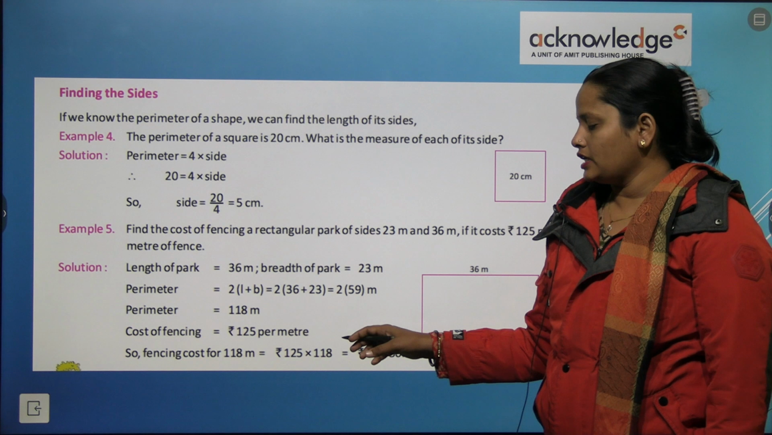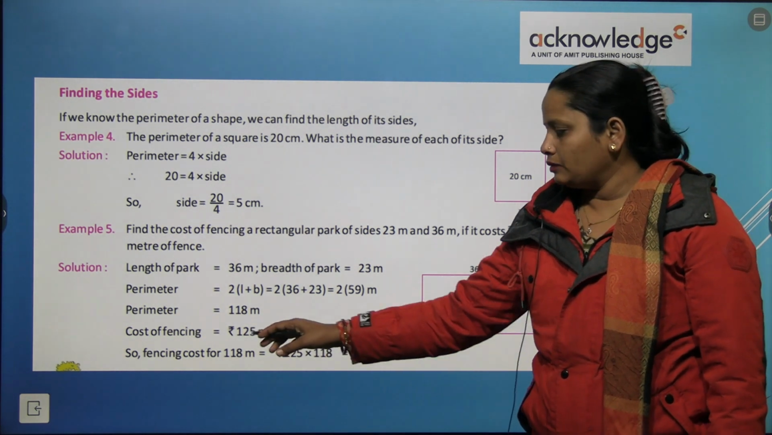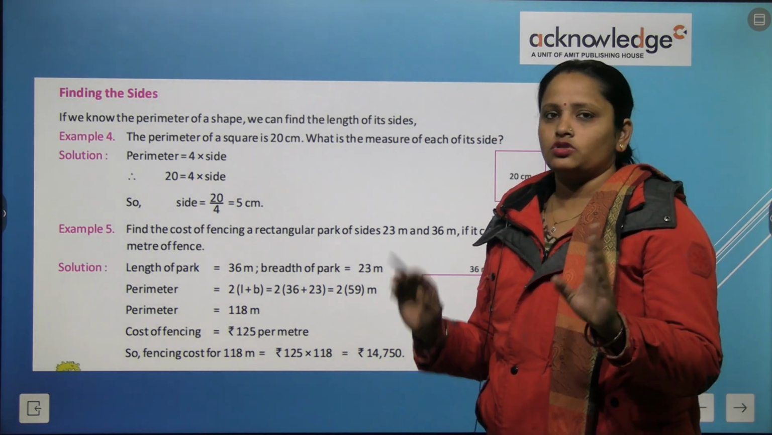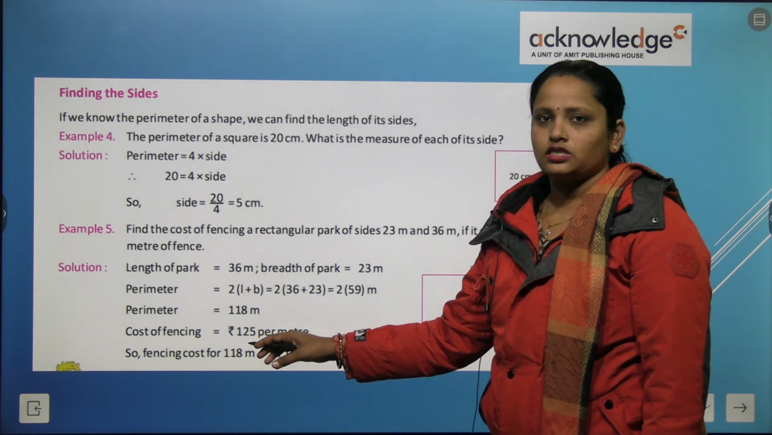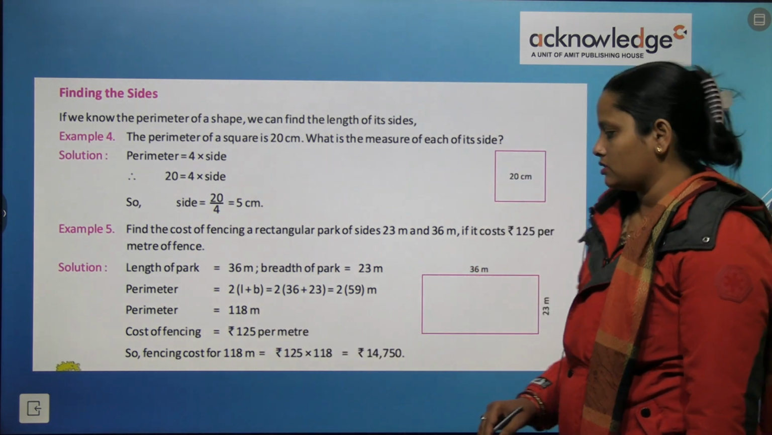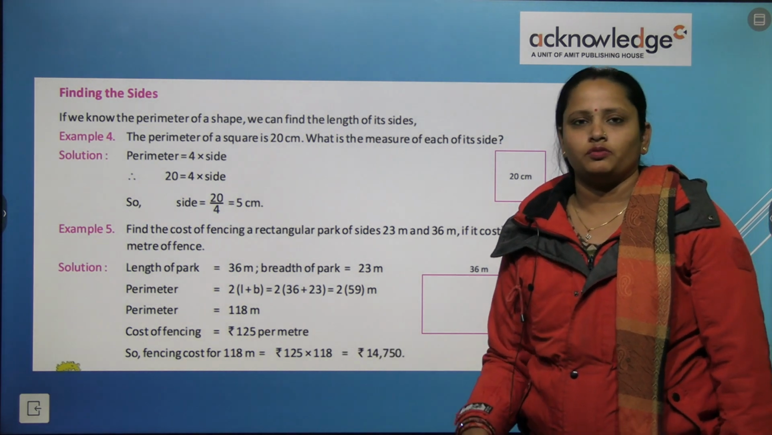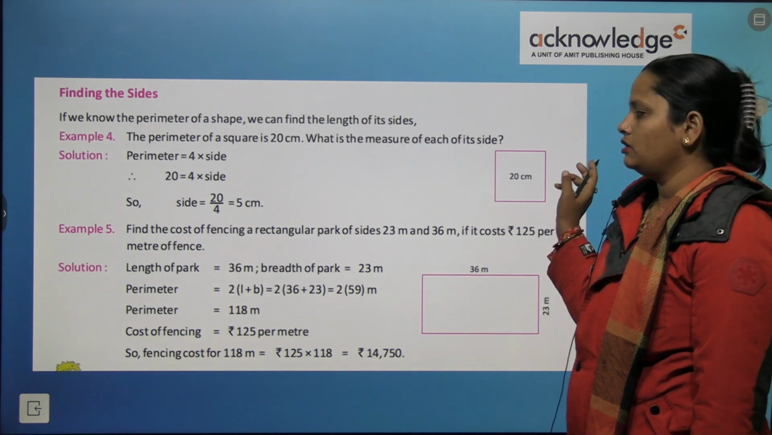Now, we know that the cost for 1 meter is given, and we have to find it for the total meters of the park. When 1 is given and we have to find more, we always multiply. So we will multiply this cost with the total perimeter, and when we multiplied it, we get 14,750 rupees. We will have to pay this for fencing the park.